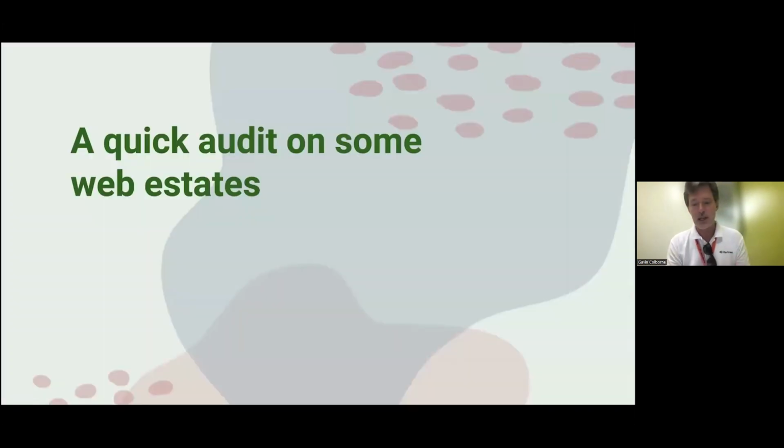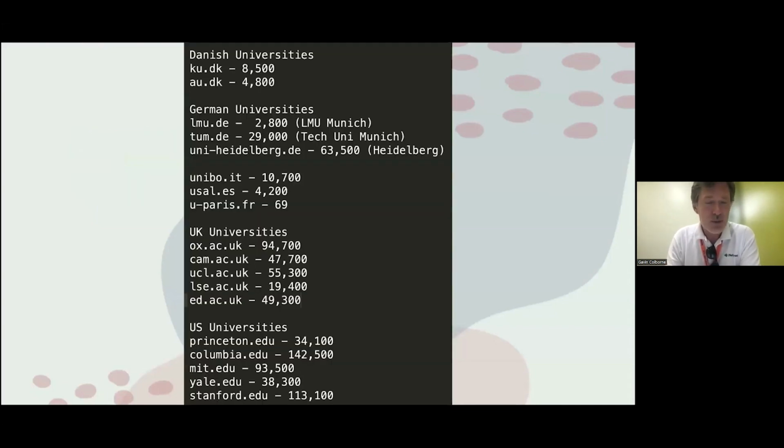So legislation is helping to make us make better websites, which is a great thing. I just want to show you a quick audit as an example to give you some figures to think about how big these web estates have become in universities. And it doesn't matter which country you look at or which university, they will have a vast website. So I've got some UK universities here, for example.